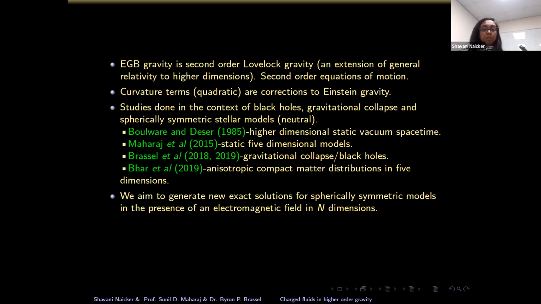In a neutral setting, some examples: Bolo-Andiza, 1985, was the first higher dimensional static solution. Maharaj et al. 2015 considered static 5-dimensional models. Russell et al. 2018 and 2019 considered gravitational collapse in 5 dimensions and in higher dimensions. And Barr et al. 2019 considered anisotropic compact matter distributions in 5 dimensions. So the aim here is to generate new exact interior solutions for static spherically symmetric models in the presence of an electromagnetic field in EGB gravity in higher dimensions, or n dimensions.